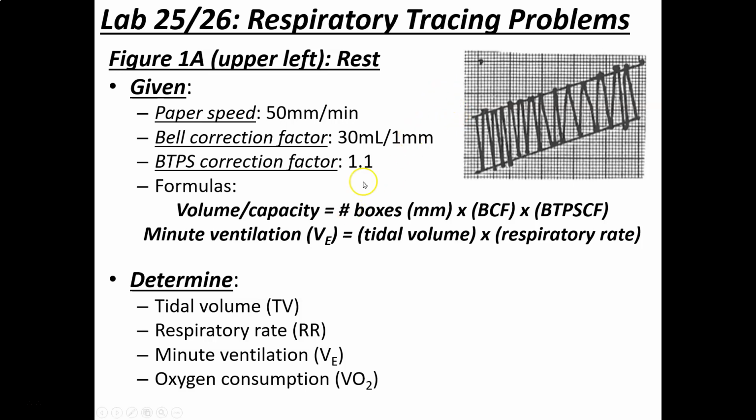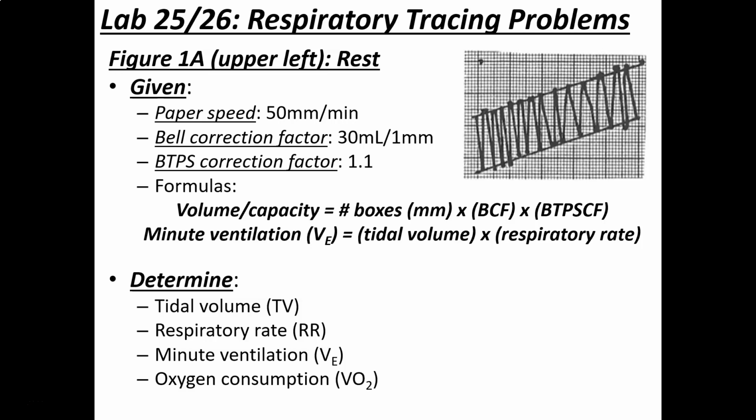If you started counting 2 millimeters before this line, then you'd stop 2 millimeters before this line, you'd get 14. Start after, you get 13. Again, if you're off by one, plus or minus, you're fine. So this case is pretty easy. I counted 13 breaths or 14 breaths, let's say 14 breaths, in that 50 millimeters. Since I know that 50 millimeters is 1 minute at 50 millimeters per minute, my respiratory rate, this one's easy, is 14 breaths per minute. All right.